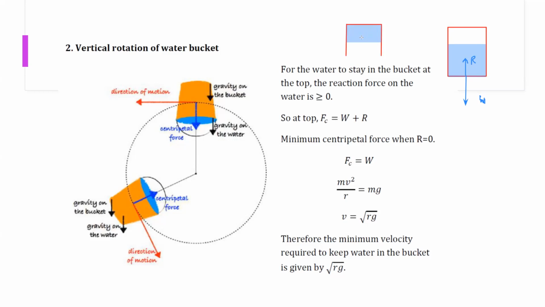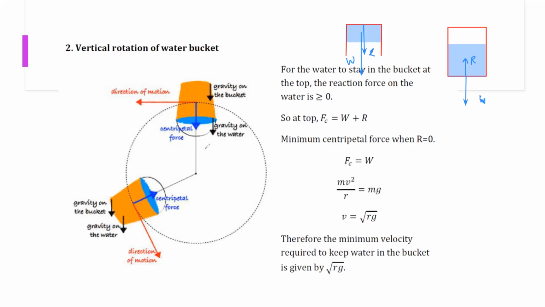So the weight of the water is acting down. And what is the normal contact force? The normal contact force is always perpendicular to the surface, so the normal contact force is also acting down. So weight is acting down, and the normal contact force is also acting down. As both forces are acting down, what is the centripetal force?